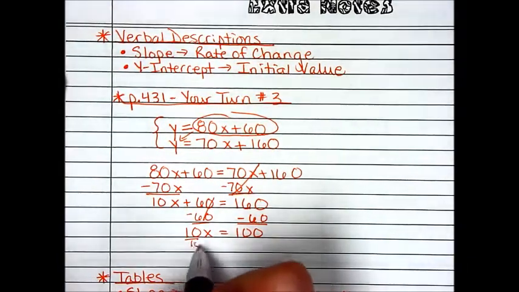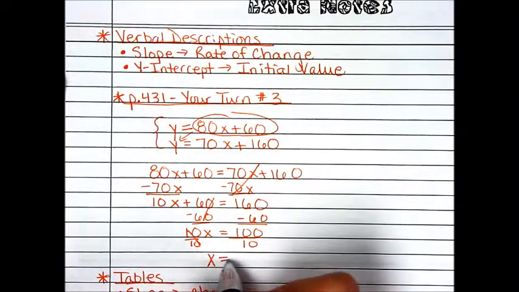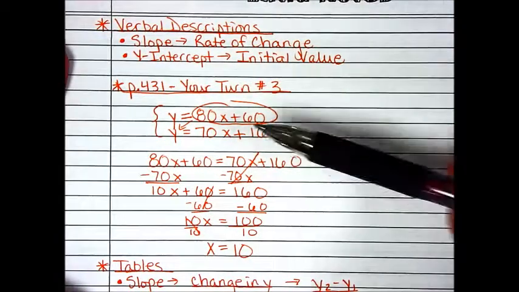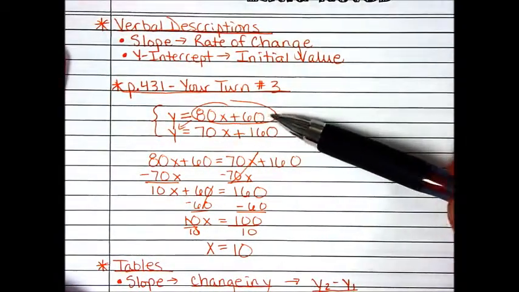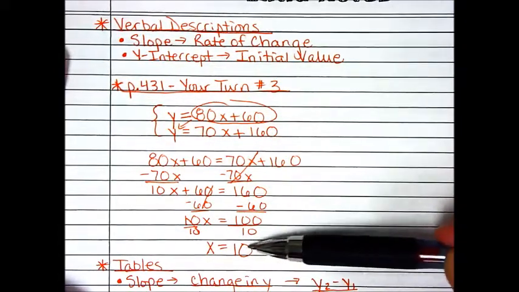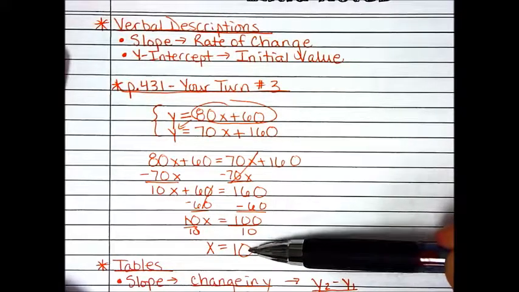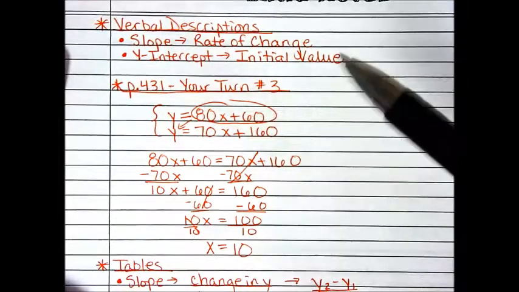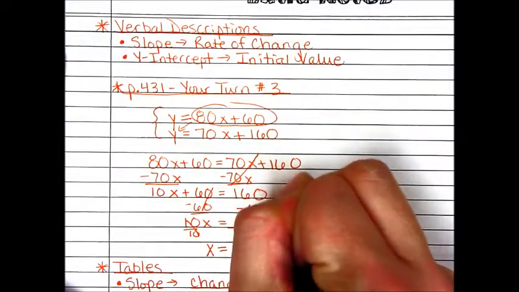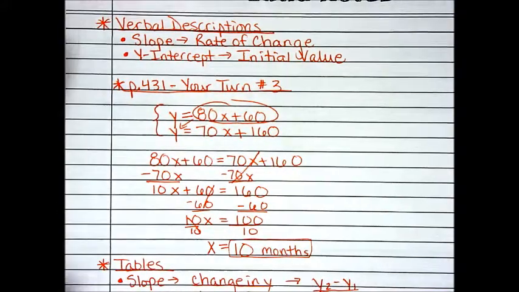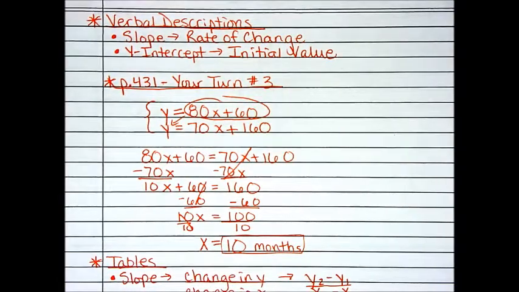And then I'm going to divide by 10 and get x equals 10. So you want to look at what that means to answer the question appropriately. See how your equation was 80x plus 60, $80 a month plus $60 setup fee. So when you answer x, you want to ask yourself, okay, what does x stand for in this problem? X was your number a month, like $80 a month, $70 a month. So it's going to take 10 months for the cost of these two different service providers to come out equal as the same amount. So after 10 months, you'd pay the same thing, regardless of which service you chose.